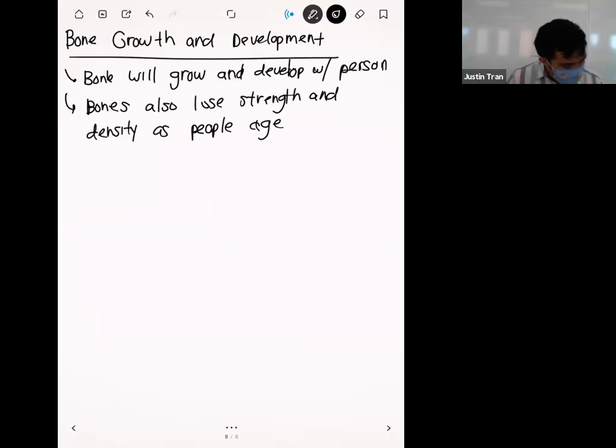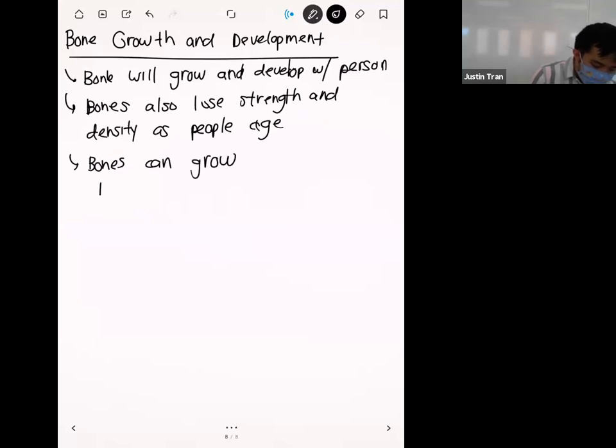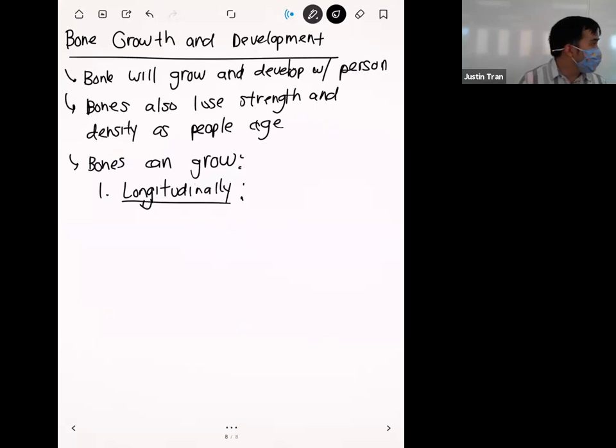Right. And so how do bones grow? Bones can grow in two different ways. The first way, and this is most prominent when people are still growing, is longitudinal growth. In other words, longitudinal growth just means that the bones are getting longer.